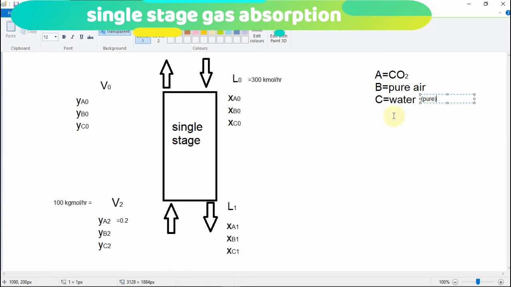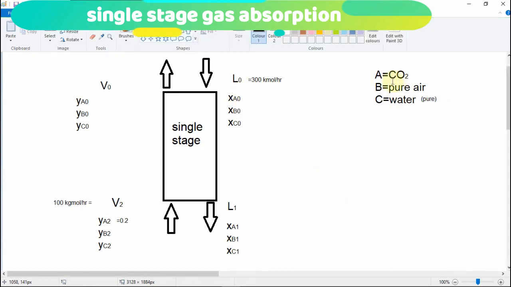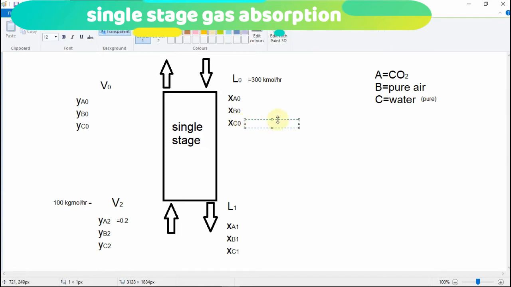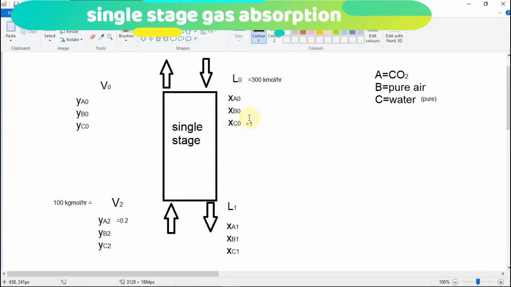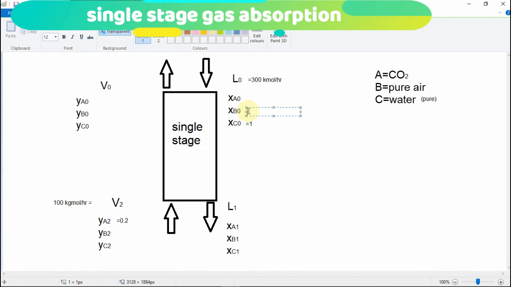So if pure water, meaning the water is C, in the inlet liquid or inlet solvent, we know that Xc naught will be 1, because 100% of the stream is water, which is used for the system. So 1 refers to the mole fraction Xc naught. And since this is 1, the rest of the values here will be 0.